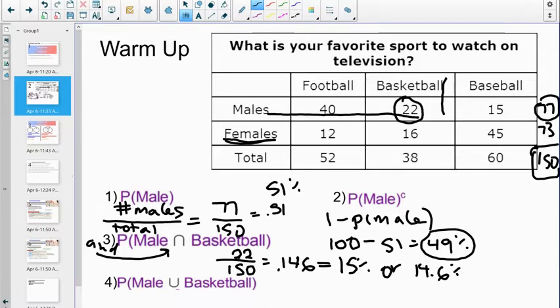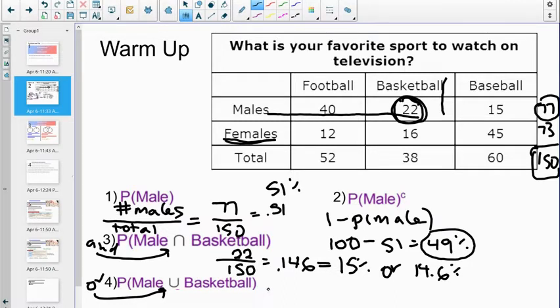Now we have male, and what does this stand for? Or. This is the one that's a little trickier. Remember, we have to subtract out our duplicates or our overlap. So we have male or basketball. We just had male and basketball. Remember, we're going to have to subtract this out. You don't really have to subtract, but just don't count it twice.